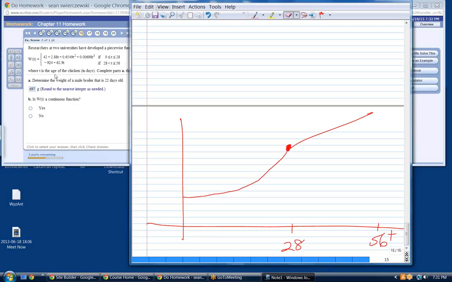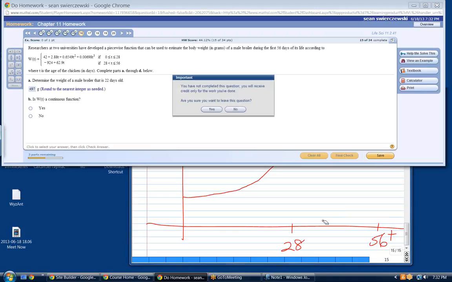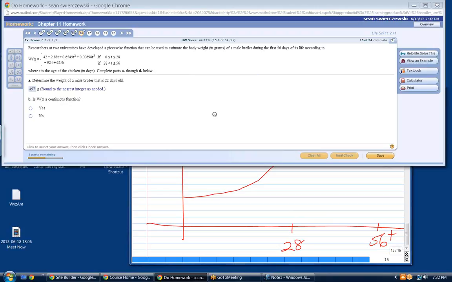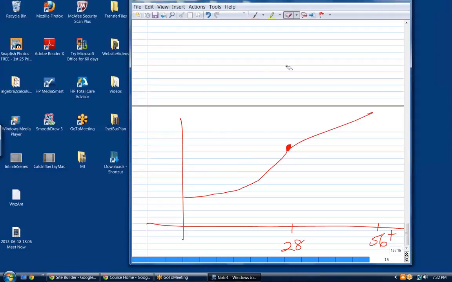Okay, so let's see, what's the best way to leave this without screwing you up here? If you could just hit save, without answering, then it's going to let you go back to this problem, 16? Yeah. You have not completed a question. You will receive credit only for the work you've done. But I can go back to it. It's fine. All right. That works pretty good.